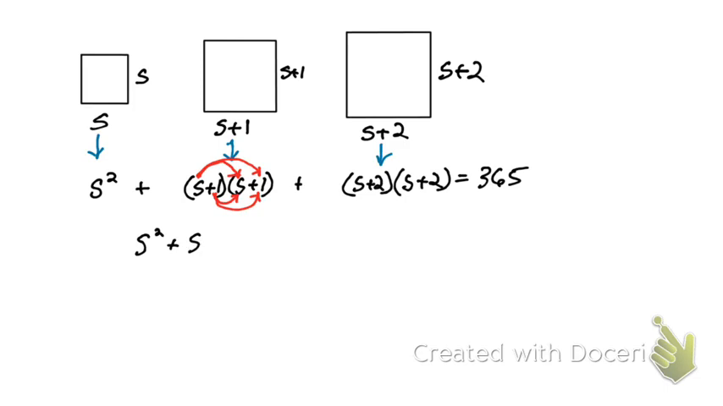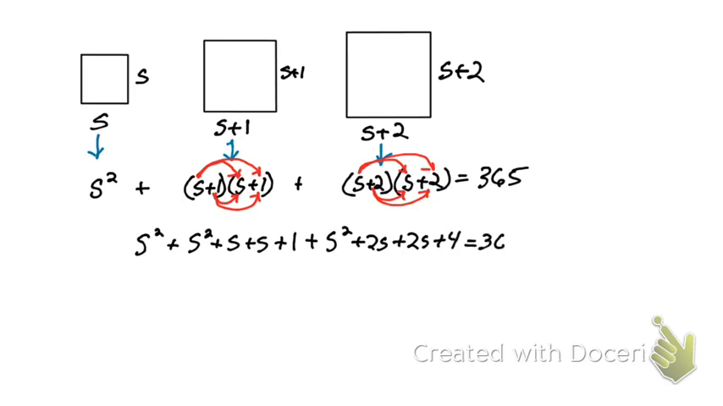So this one would be s squared plus s times 1, which would be s. Then distributing that 1, I would have 1 times s, which is s, plus 1 times 1, which is 1. Do that same thing for this one. We'd have s times s, which would give me s squared. Then s times 2, which would give me 2s. Then 2 times s and 2 times 2. So that's going to give me another 2s, plus 4 equals 365.